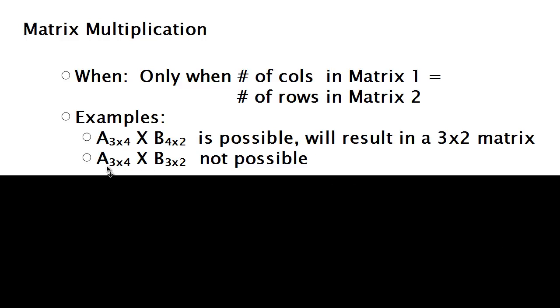Multiplying a matrix A that's 3 rows and 4 columns by matrix B that's 3 rows and 2 columns is not possible because the number of columns in matrix A is not equal to the number of rows in matrix B. Okay, so fasten your seatbelts because matrix multiplication doesn't work in as straightforward a manner as matrix addition and subtraction.